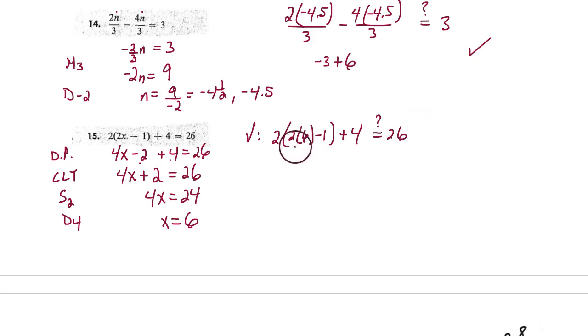In the parentheses, 2 times 6 is 12. 12 minus 1 makes 11. So we have 2 times 11 plus 4. This is 22 plus 4, which is 26. This checks.